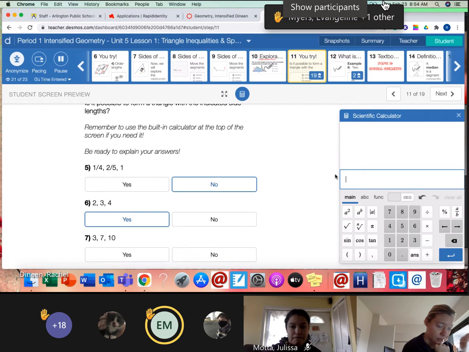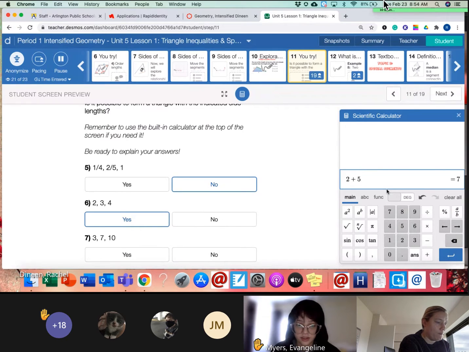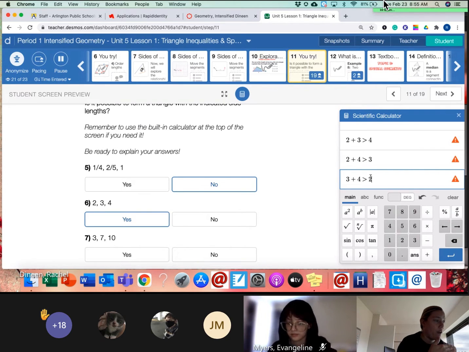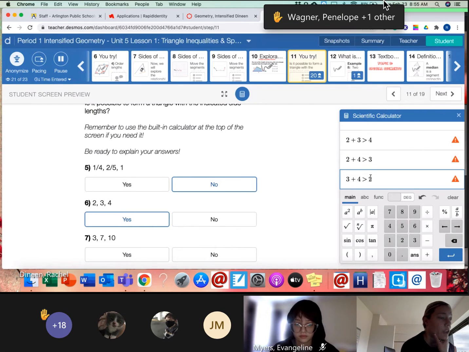I put yes because 2 plus 3 is 5, and that's bigger than 4. 2 plus 4 is 6, and that's bigger than 3. And 3 plus 4 is 7, which is bigger than 2. Yep. 2 plus 3 is greater than 4. 2 plus 4 is greater than 3. And what's the last combination? 3 plus 4 is greater than 2. Yep, awesome. I like how you did all 3 possibilities. They all check out and work.